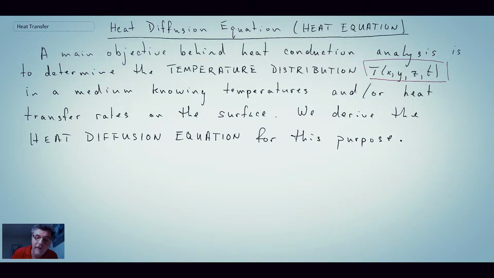And so we'll derive the heat diffusion equation in the most general sense. But in order to calculate the temperature within an object, we need to know a number of different things. One of them is the surface conditions on that object. We need to know either the temperatures and/or heat transfer rates. Those are the boundary conditions on the surface, and that's another piece of information we need along with the heat diffusion equation.